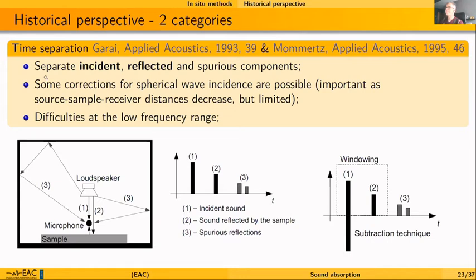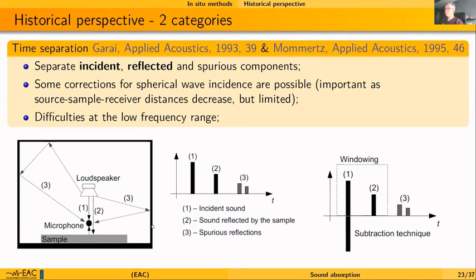The idea is that we have a loudspeaker in a room, the material you want to characterize, and a microphone. Then you can measure the impulse response of this configuration, and it will have three key components. The first is the incident sound field that the loudspeaker forces in the microphone. The second is the reflected sound field from the sample in the microphone. And the third is the spurious reflections in the room.